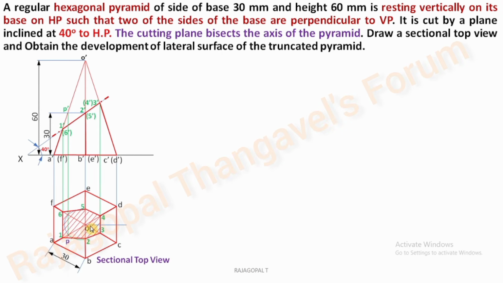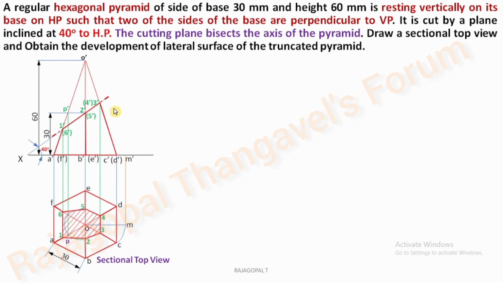From point O, draw a parallel line, thin line. Now you take this O as center, C as radius. Draw an arc to cut this parallel line. Now make it as M. From this you can draw a perpendicular vertical projector. Make it as M dash in the front view.